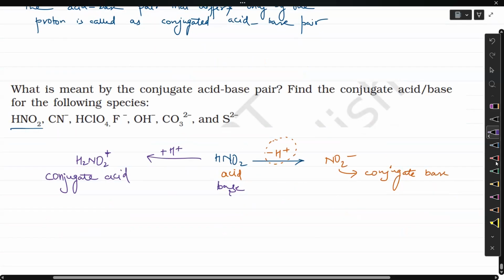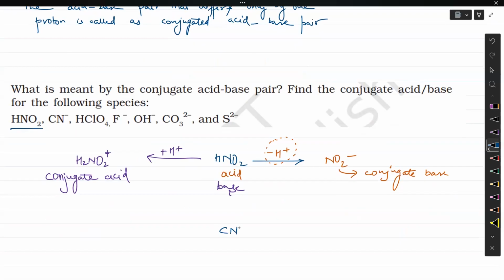Let's take another example and it will be completely clear to you. The second example is CN minus. In the first case, we cannot remove H plus, right? Because there is no H plus here. So we cannot remove, but we can add H plus. So if we add H plus here, what will it become? Acid or base?